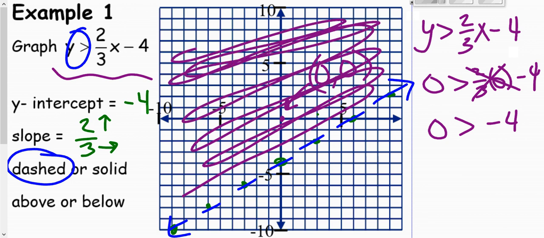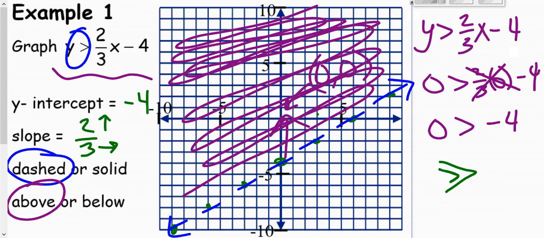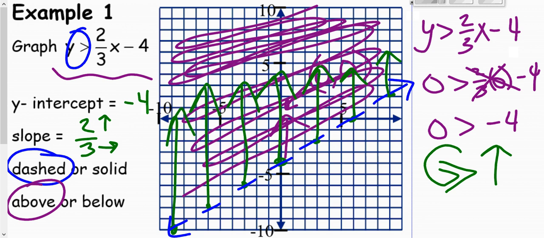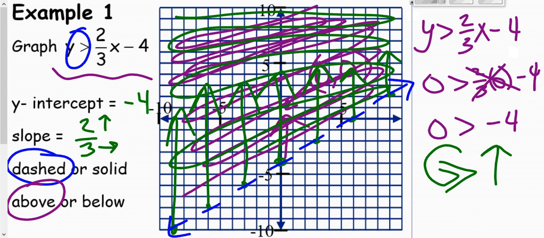Is that side above or below? It's above, so we shade above. Another way you could think about that is, what do you think of when you think of greater? Do you think of shading above or below? Greater, I think of up. So I can draw a line from each of my points going up, and that shows me the direction we are going to shade. You must have the shading as part of your answer.